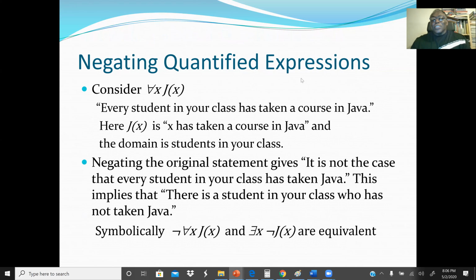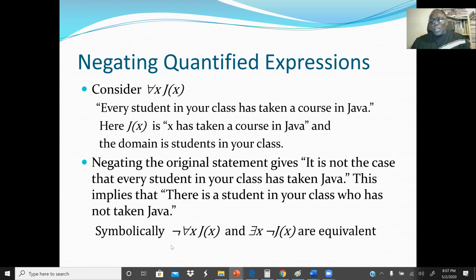So, negating quantified expressions. Here they say consider ∀x J(x). What does it mean? Every student in your class has taken a course in Java. So J(x) means student x has taken a course in Java, and the domain is students in your class. Now, negating the original statement gives: it is not the case that every student in your class has taken Java. So if all students take Java, the negation is not all students take Java. This implies that there's a student in your class who has not taken Java.